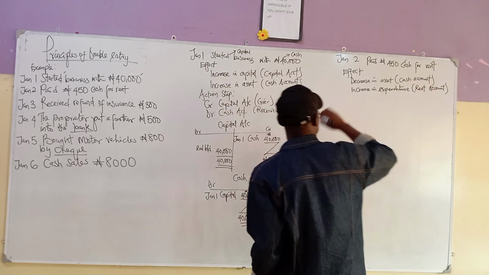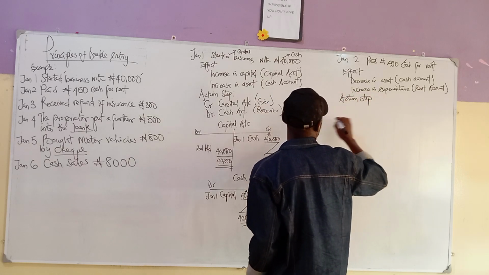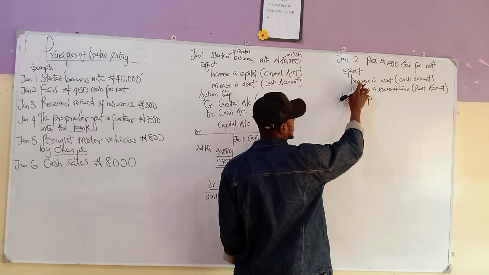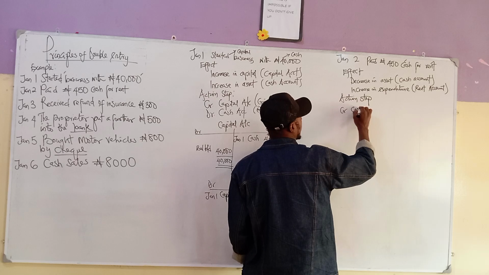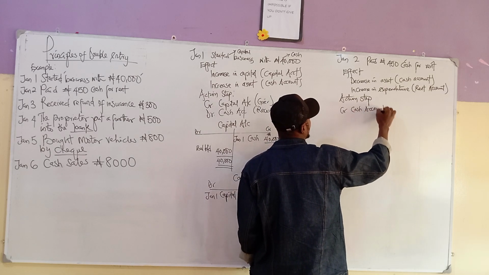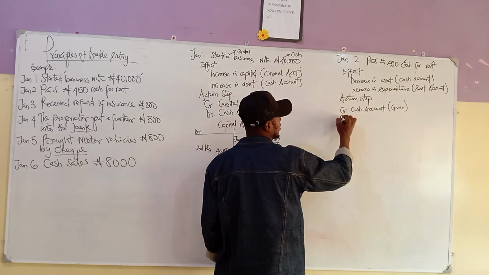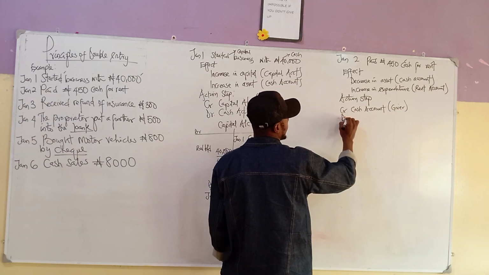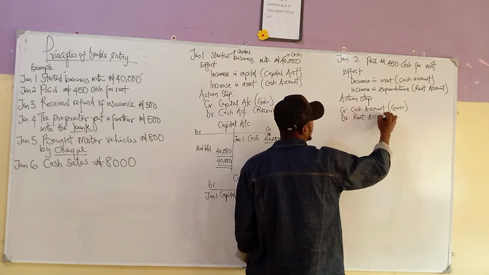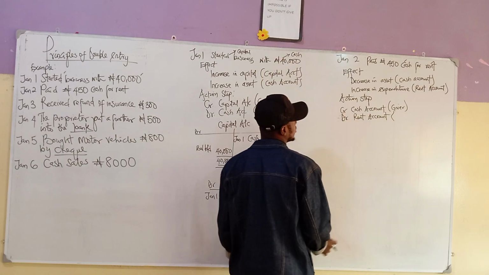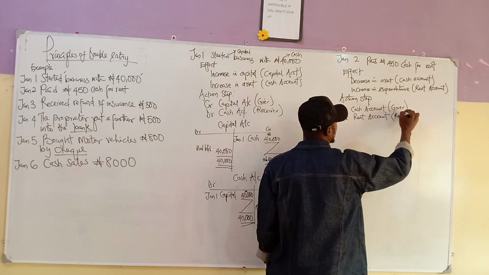Now, how do we enter this? What is our action step? Under our cash account, since it is reducing, you have to credit the cash account because it is the giver. The money is leaving the cash account. Then debit the rent account because it's an expense, so we have to debit it under the rent. The rent account is the receiver. It is the one that received the money.